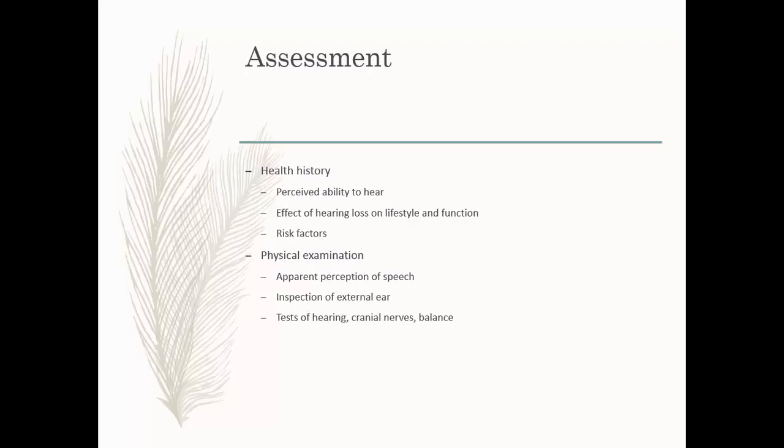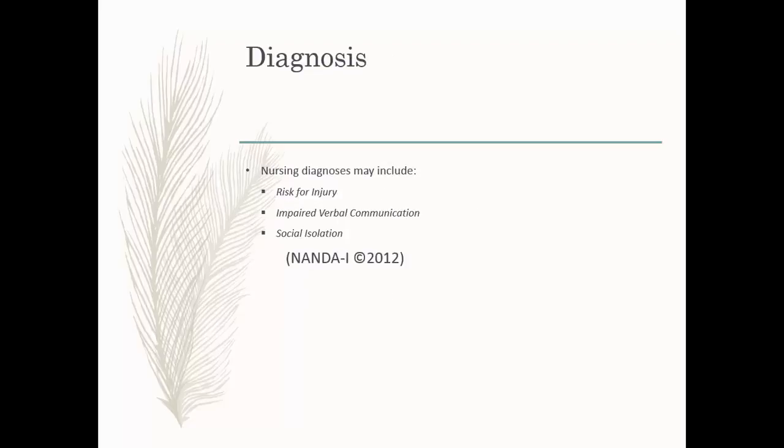And the assessment, you want to get a good health history, their perceived ability to hear, the effects of the hearing loss on their lifestyle and function, risk factors such as ototoxic meds, upper respiratory infections or frequent ear infections, noise exposure, vertigo, and tinnitus. Physical examination: looking at the apparent perception of normal speech, inspection of the external ear and the tympanic membrane. There are also tests of hearing, like the whisper test and the use of the tuning forks, assessing their cranial nerves, and also assessing their balance. These are your NANDA diagnoses for hearing impairment.